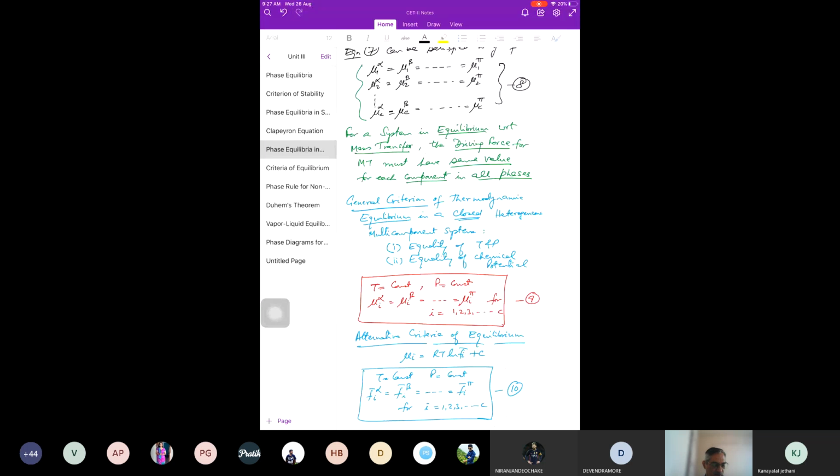No? Okay. So we can simplify this and say if you substitute mu I is equal to RT ln Fi bar plus C by definition, what you'll get is Fi bar alpha is equal to Fi bar beta is equal to Fi bar pi. So it means fugacity of component I in solution in alpha phase is equal to fugacity of component I in solution in beta phase is equal to fugacity of component I in solution in pi phase. It has to be equal for all components. So equation 10 is alternative criteria of equilibrium.